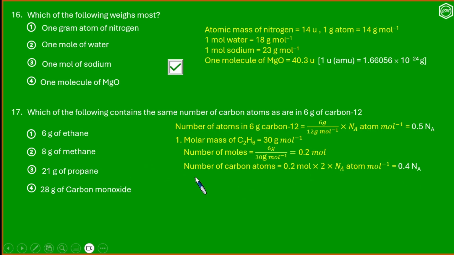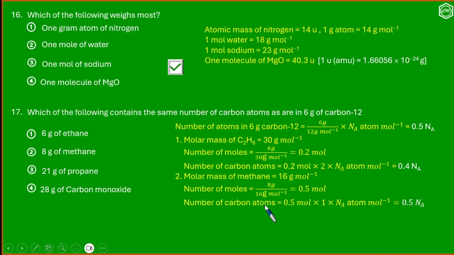The second option, 8 gram of methane. Molar mass of methane is 16 gram per mole. Therefore the number of moles of methane in 8 gram is 8 gram divided by 16 gram per mole, that is equal to 0.5 mole. One molecule of methane contains 1 carbon atom. Therefore, the number of carbon atoms in 0.5 moles is 0.5 mole into 1 into Avogadro constant, that is equal to 0.5 Na. Therefore, 8 gram of methane contains the same number of carbon atoms as in 6 gram of carbon 12. Therefore, the answer should be option 2.